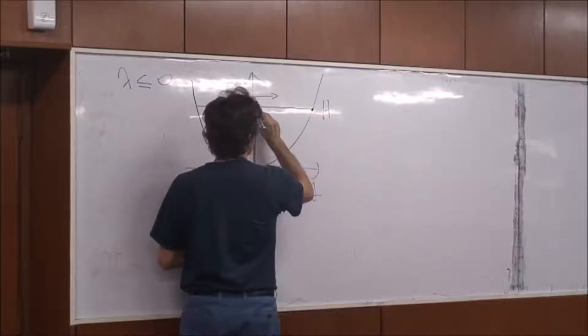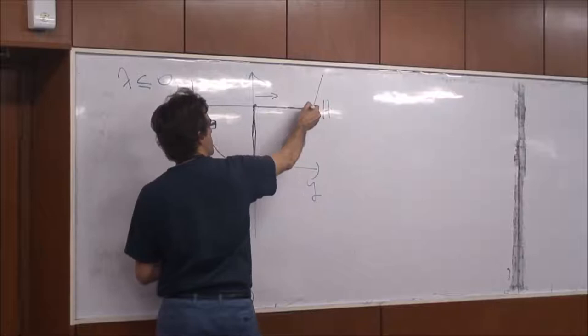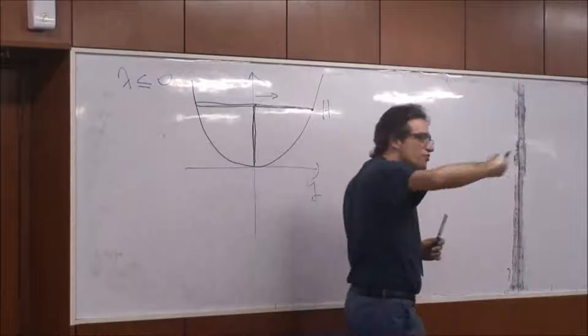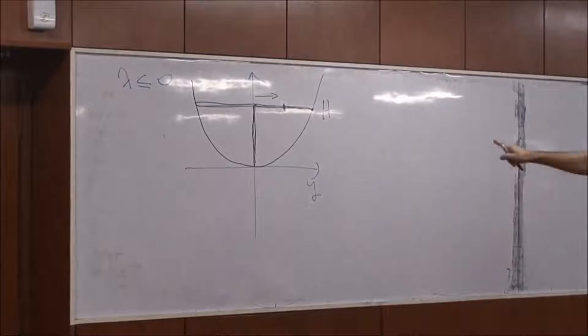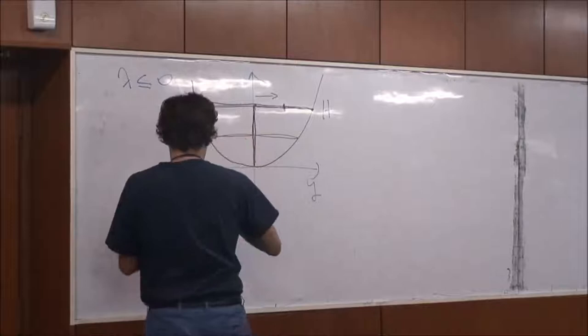So here there is a turning point because the acceleration now is leftwards and the motion is like that. Then the motion is again like that. And the motion repeats itself with the same characteristic when passing at the same point, once forward and once backward. So the motion is periodic. All solutions to this equation for lambda less or equal to zero are periodic.